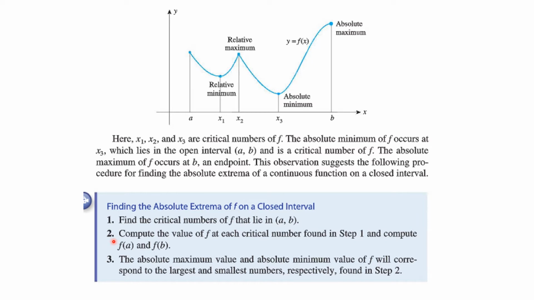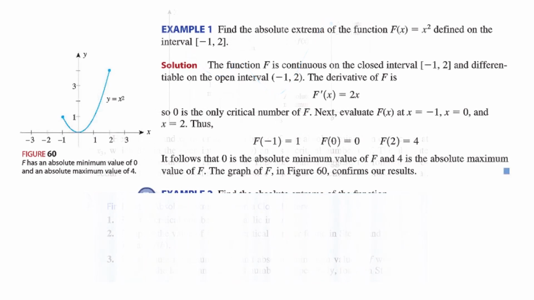Step 2, compute the value of f at each of those critical numbers found in step 1, and also compute the values of f at the endpoints, f of a and f of b. Step 3, the absolute maximum value and the absolute minimum value of f correspond to the largest and the smallest of these numbers that were found in step 2. So there's the recipe. Let's apply that to a problem.